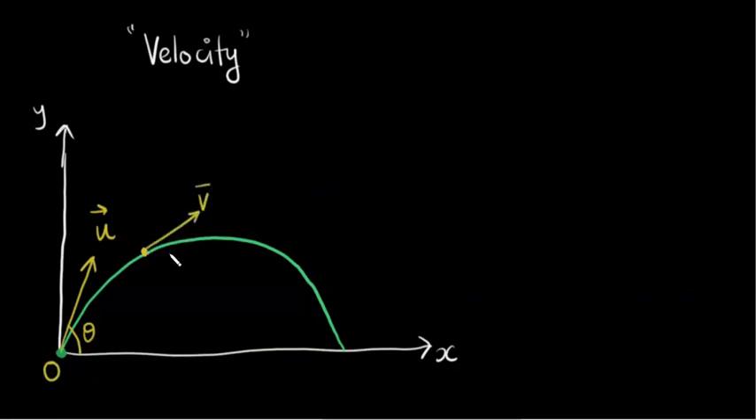So what is this velocity? To find out this velocity, first let's find the x component and y component. The x component of this velocity will be ux. Why ux? Because I already told you the x directional motion will not be affected by the y directional motion. So ux is u cos theta, the x component of the initial velocity. In the horizontal direction, the velocity is not changing, so it is u cos theta.